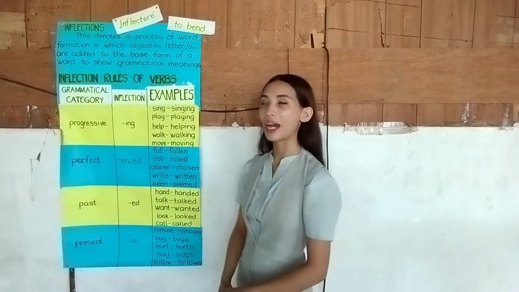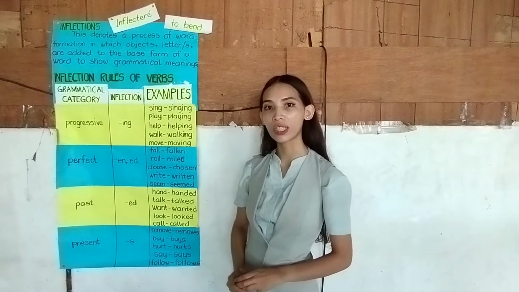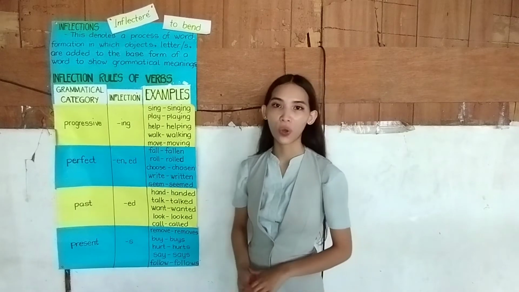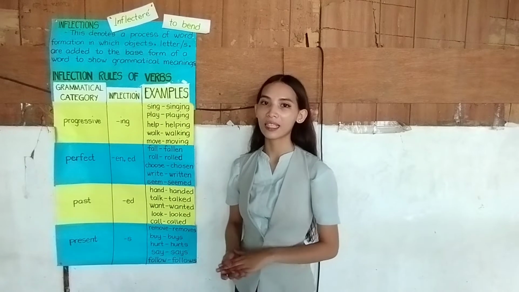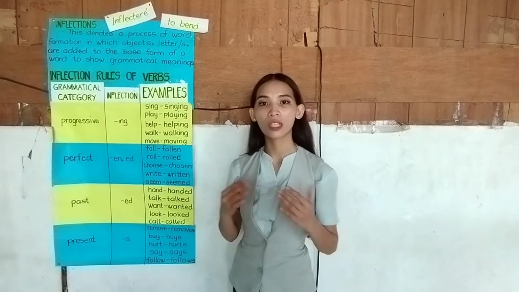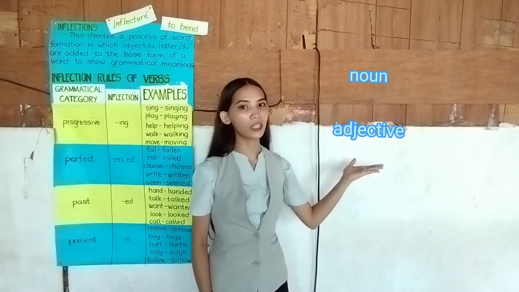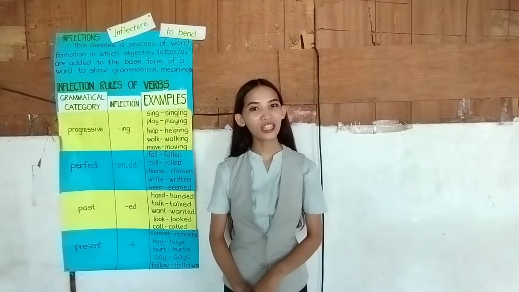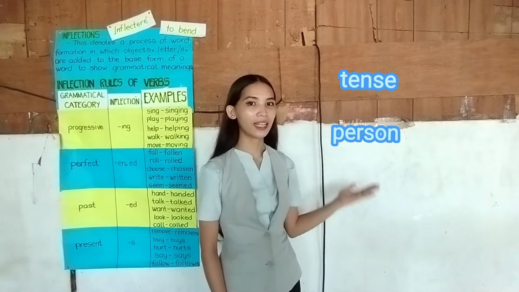This denotes a process of word formation in which letters are added to the base form of a word to show grammatical meaning. In other words, it is a process of word formation in which letters are added to the base form of a noun, adjective, or verb to show grammatical meanings. Inflections are used to show different grammatical classes like tense, person, and number.